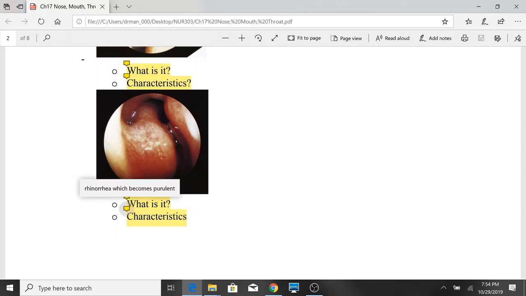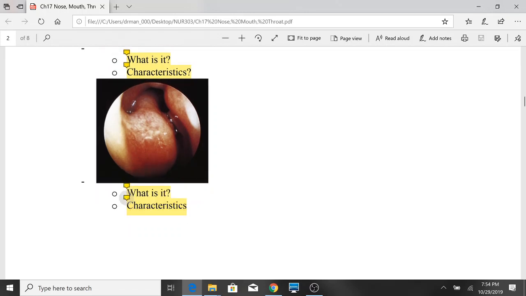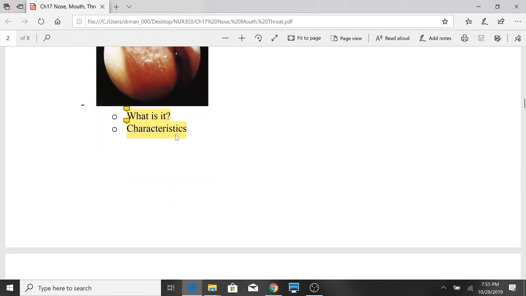And it's basically a rhinorrhea which becomes purulent. To be more specific, it's a clear watery discharge with rhinorrhea, which becomes purulent, caused by sneezing and nasal itching as well.